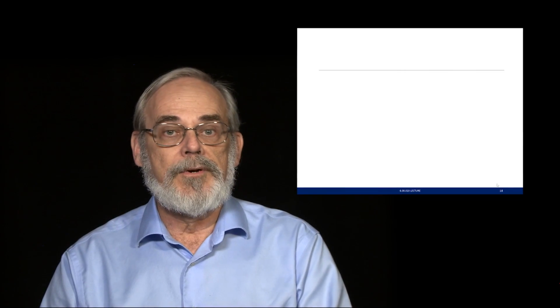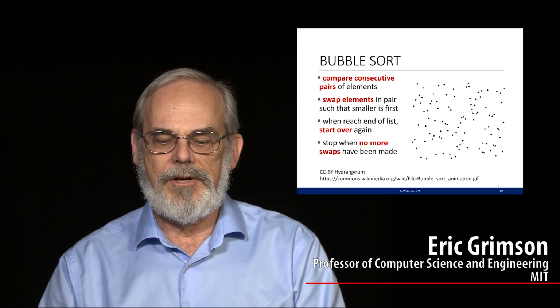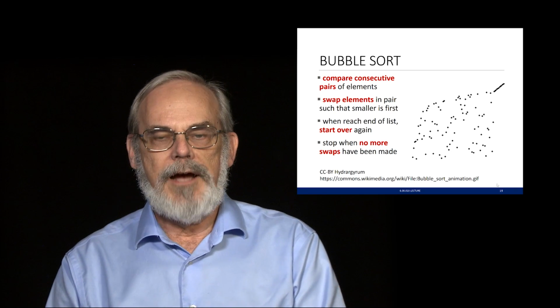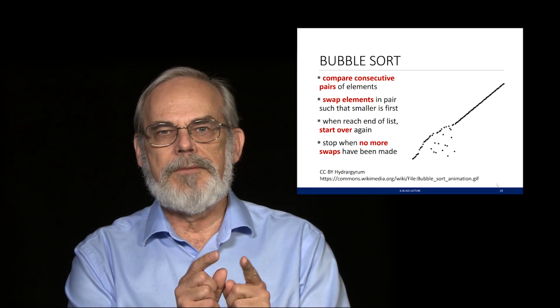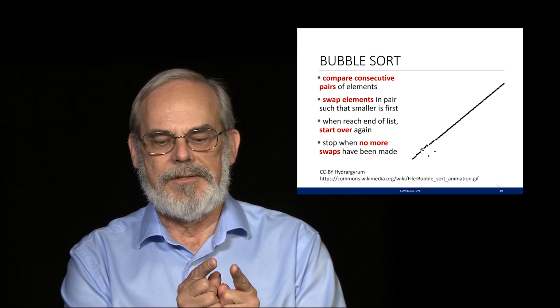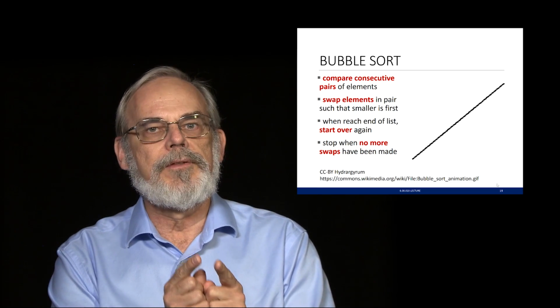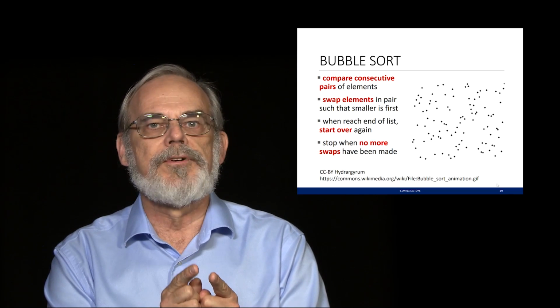So the next algorithm we're going to look at is a clever idea, not the most efficient algorithm, but it's something called bubble sort. And the idea here is that I'm given a list of elements. I'm going to start at the beginning and compare successive elements. And I'm going to swap them so that the smaller one is always first of that pair.